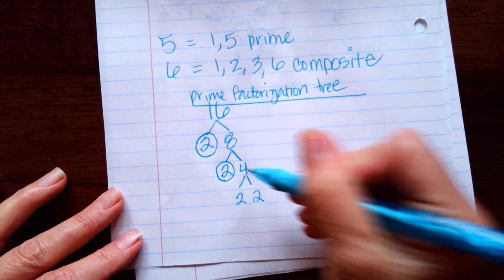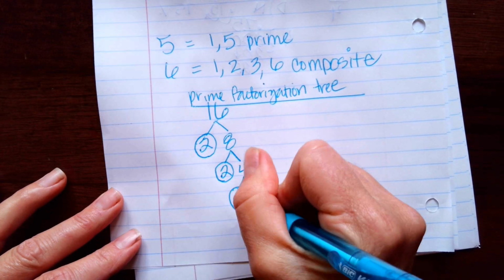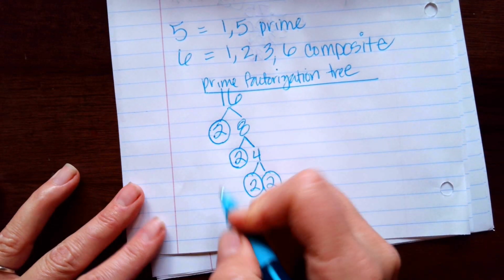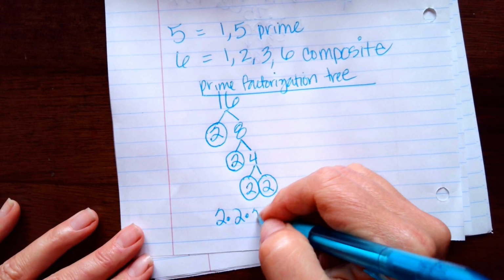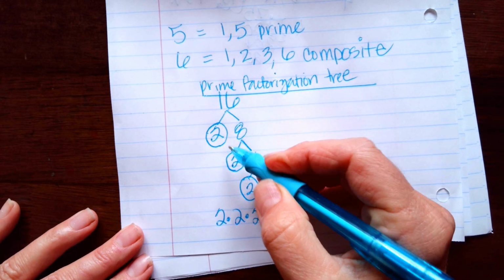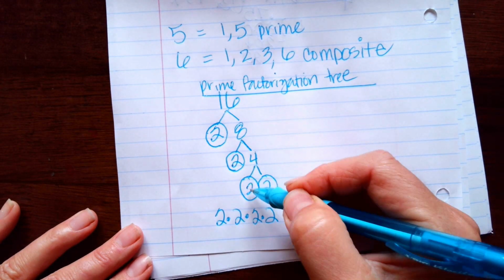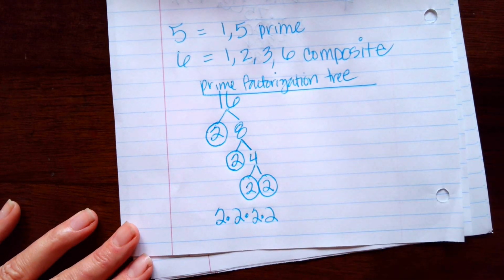2 times 2 is 4. Now I'm going to circle that. Now my last step is writing all of these out. They're not going to always be the same number, but for this one it is. And I have it 2 times 2 times 2 times 2.